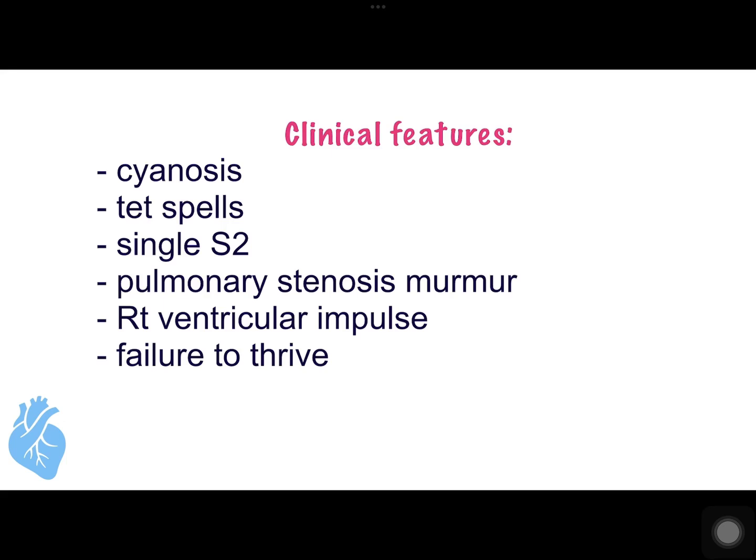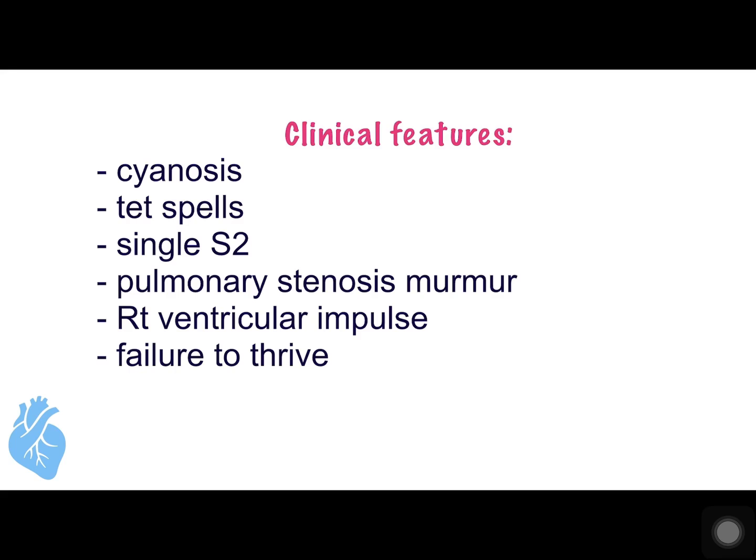But in this defect, there will be no splitting because the pulmonary valve closure will be delayed due to the pressure overload. We're also going to hear a pulmonary stenosis murmur, which is an ejection systolic murmur. And we can also palpate or even inspect the right ventricular impulse, depending on the severity, of course. The right ventricular impulse is generated because of the right ventricular hypertrophy. We can inspect or palpate it at the left lower parasternal border. Also, the child will have failure to thrive.